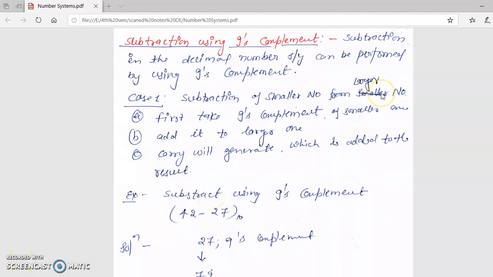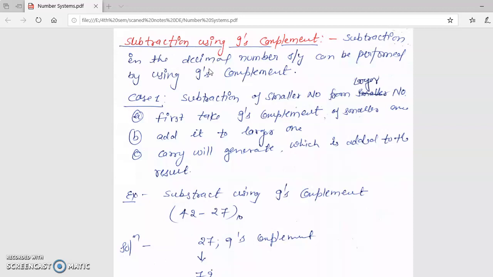Hello students, today we are familiar with subtraction using 9's complement. Welcome back in the lecture of digital electronics in 4th SEM electrical engineering as well as mechanical and civil engineering. This is the unit of number system, that is the first unit in our syllabus. Now we are running in number system and the topic is subtraction using 9's complement, that is the complement arithmetics.